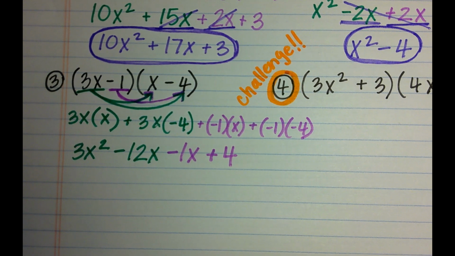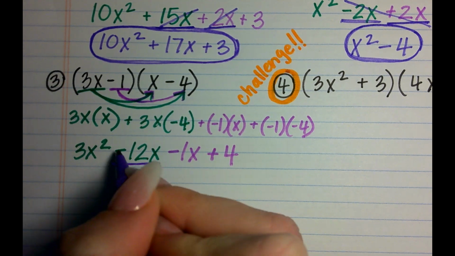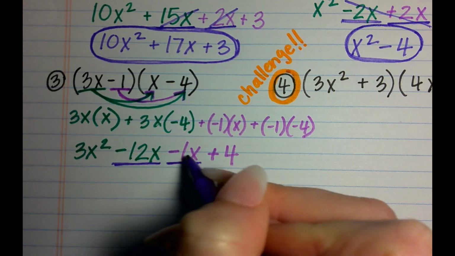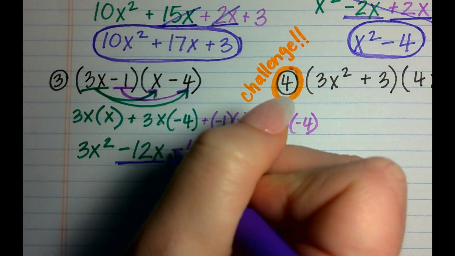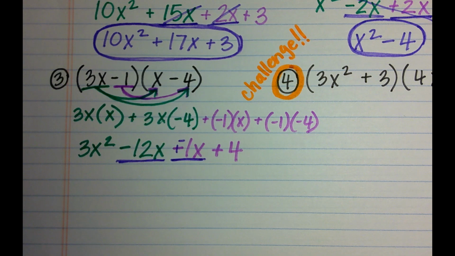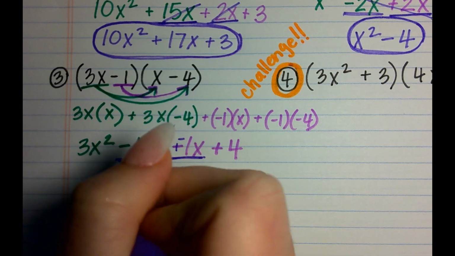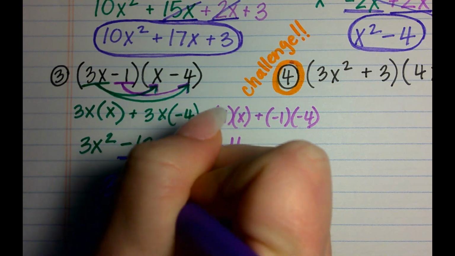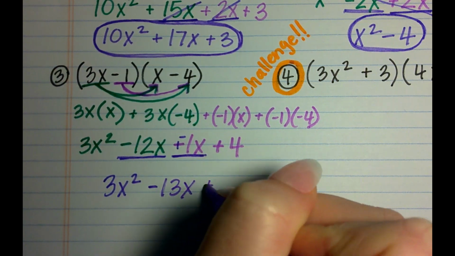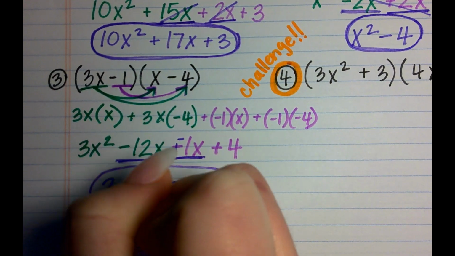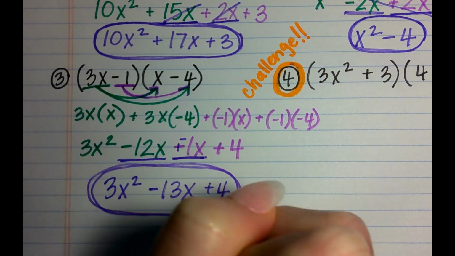Okay. So we did our first, our outer, our inner, and our last. Now, what do we do next? Combine like terms. I have negative 12x minus 1x. Negative 12 minus 1. It's just like negative 12 plus negative 1. Negative 13. Very nice. So we'll bring everything down. 3x squared minus 13x plus 4. That is our answer.